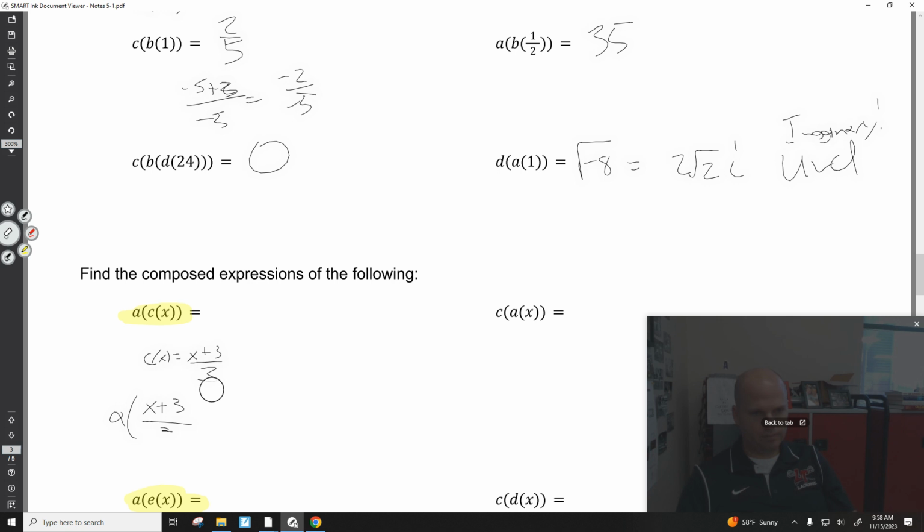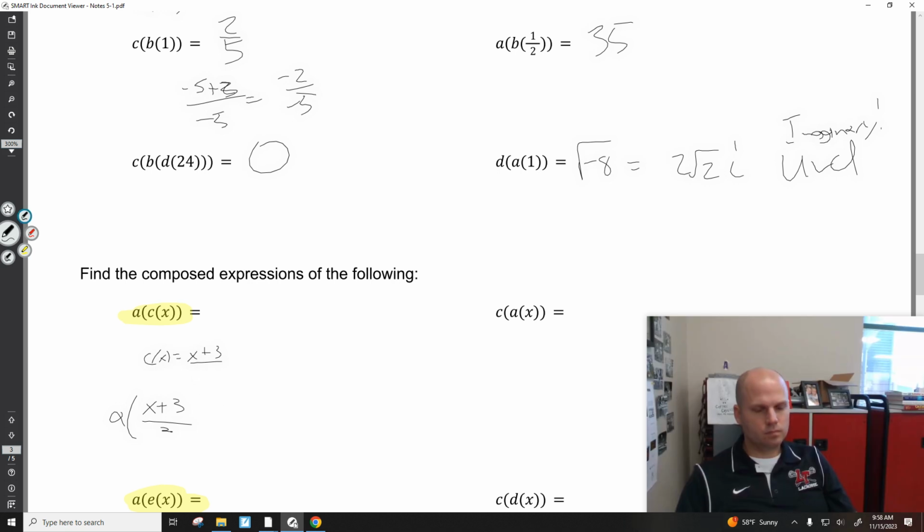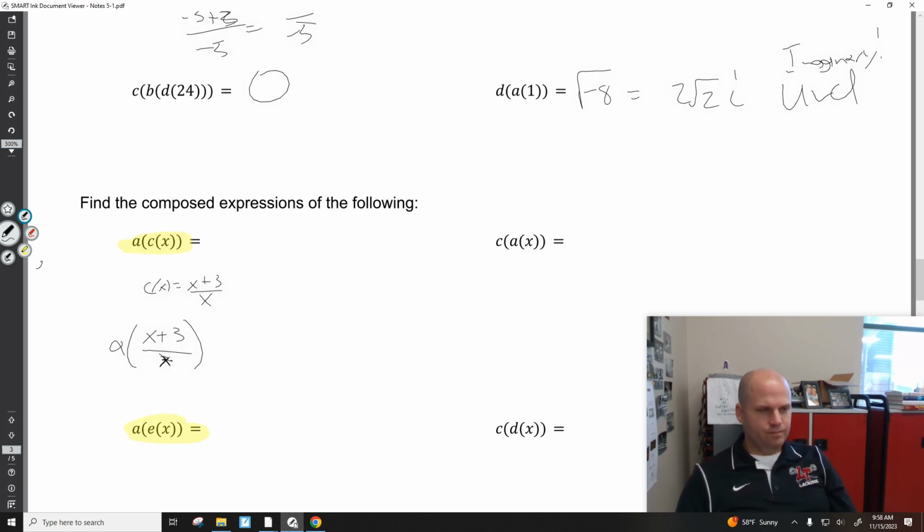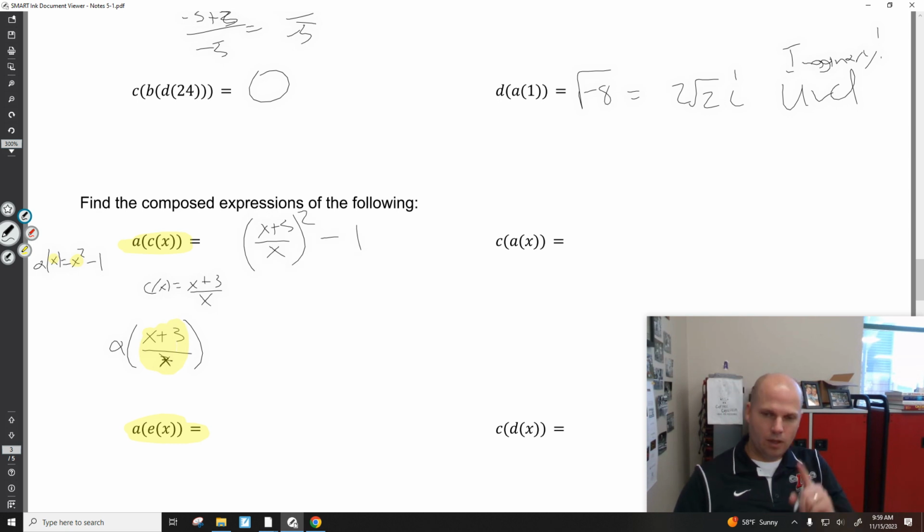X squared minus 1 is a. Instead of x being x squared minus 1, it's this. This is going to replace x. So I get quantity x plus 3 over x being squared minus 1.